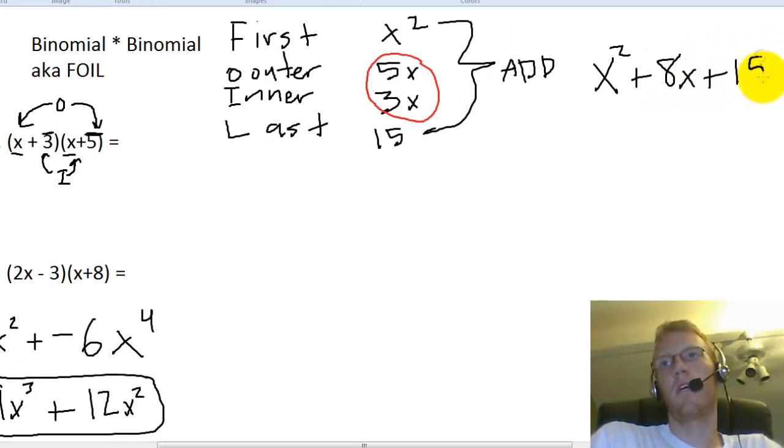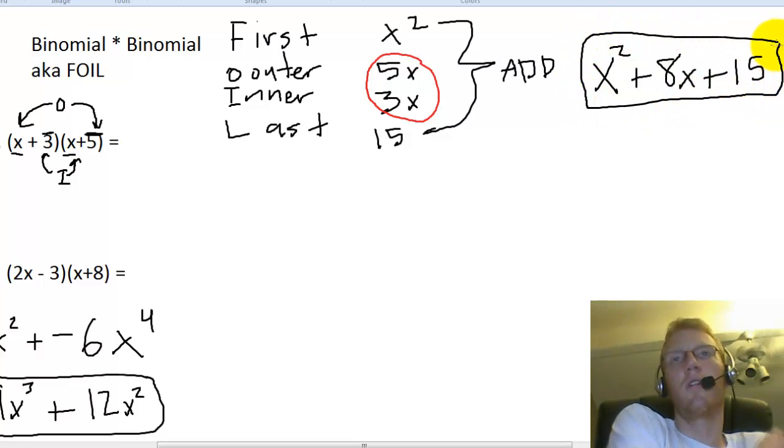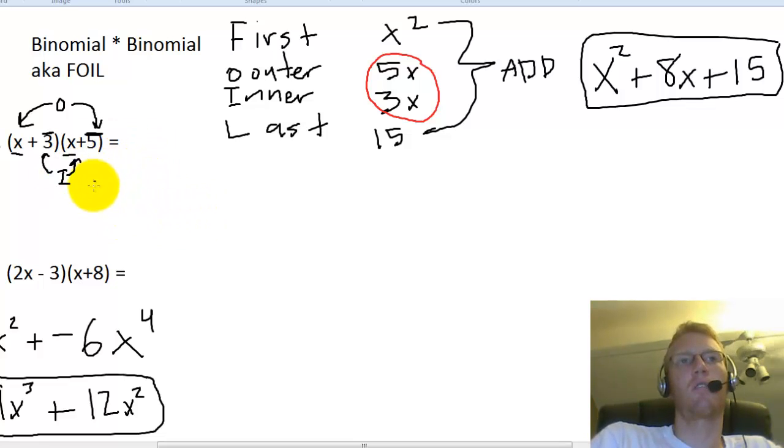And the 15 has no like terms, so there's my final answer. Okay, so that's one way you can visualize doing this kind of problem. I want to show you a second way to visualize this kind of problem, which is using distribution, but in a little bit more complex way.